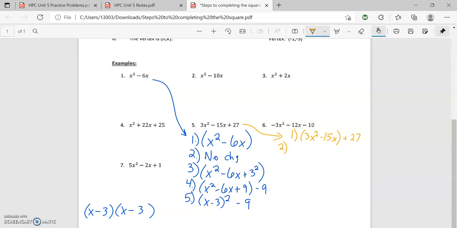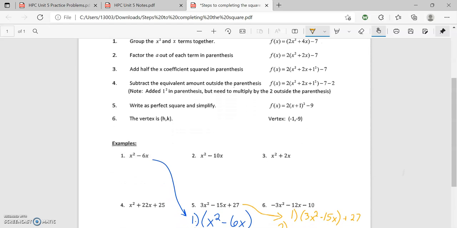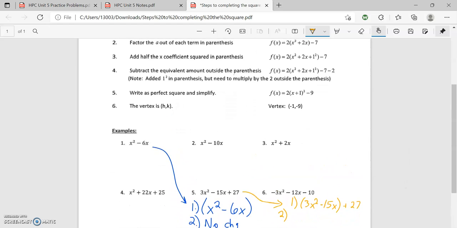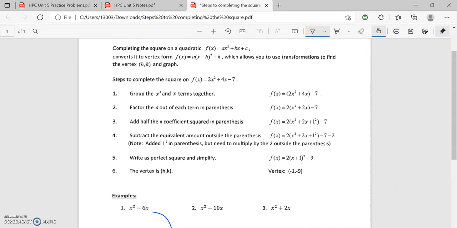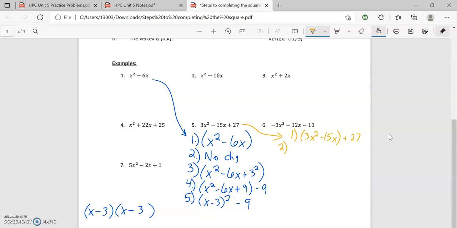Okay, step 2. What does step 2 say? Step 2 says factor the a out of the x squared term, like in the example a times x squared plus b. Okay, so basically factor out the leading coefficient. So 3 times the quantity x squared minus 5x plus 27, right? Because we factored a 3 out. If we redistribute, 3 times x squared gets us what we want. 3 times 5x gets us what we want.